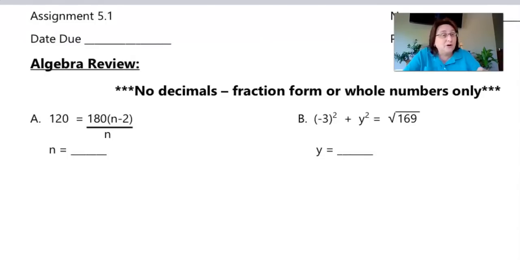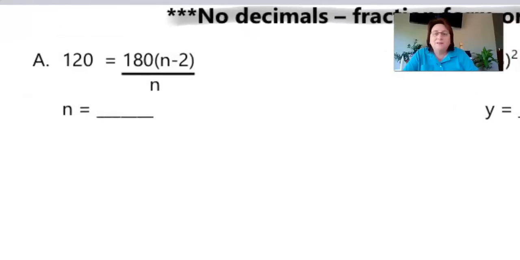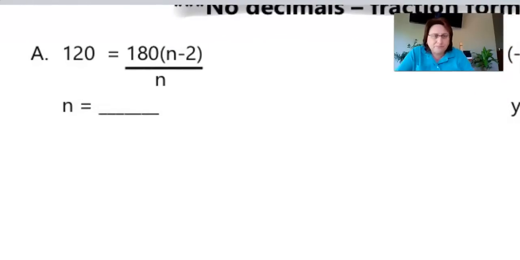And guys, if you notice, there are some specific instructions this time. No decimals, fraction form, or whole numbers only. Okay, so no decimals means do not put it in your calculator and get a decimal answer. Keep it as a fraction or as a whole number. So what does that look like? Well, let's go in. I'm going to zoom in on letter A here, and we're going to talk about it. Okay, now I'm going to help you guys solve this one.